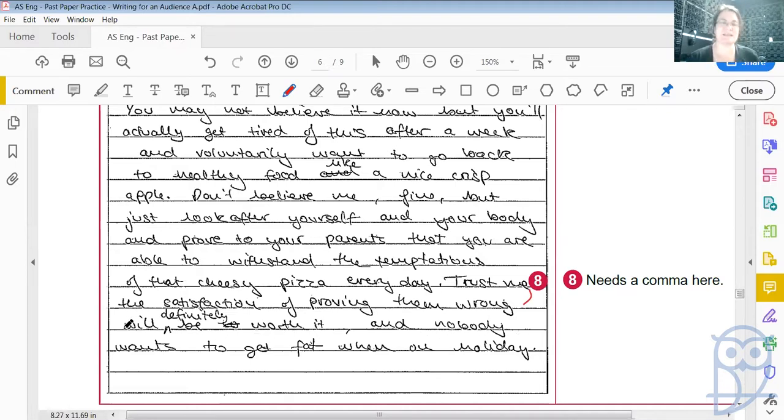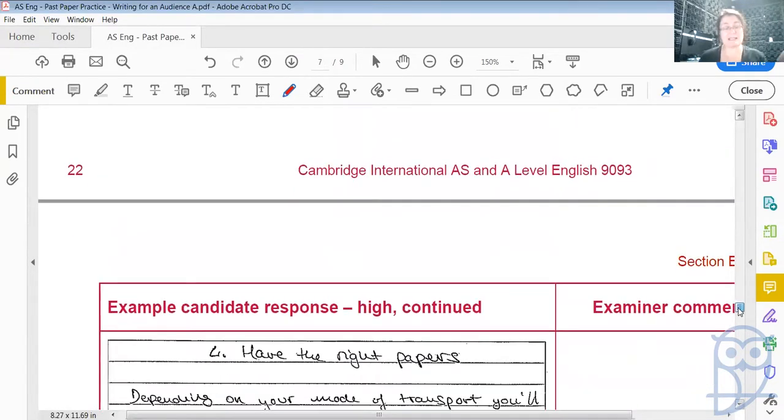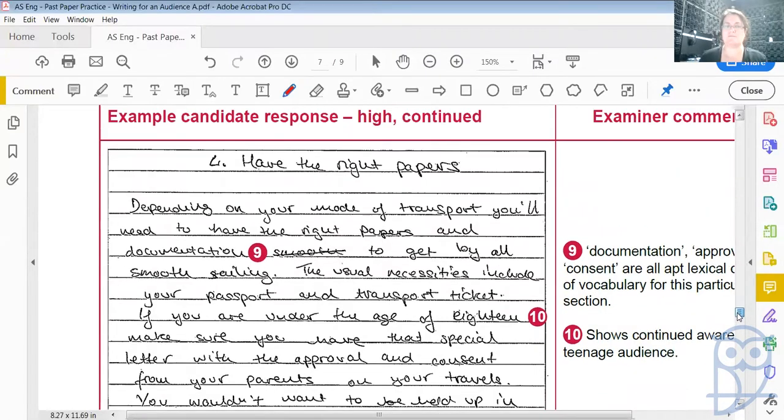Okay, so there's something slightly humorous here. You know, the satisfaction of proving your parents wrong and not wanting to put on weight on holiday. These are probably things that would concern a teenage and older teenage audience, right? Number four, have the right papers. Well, there's good advice, very practical advice.